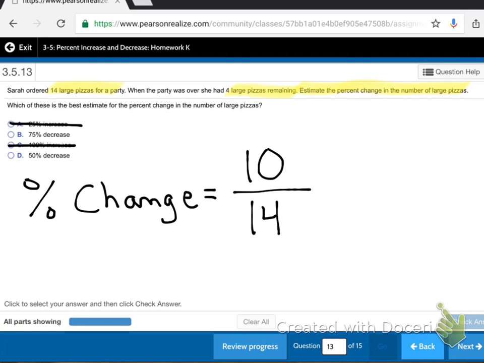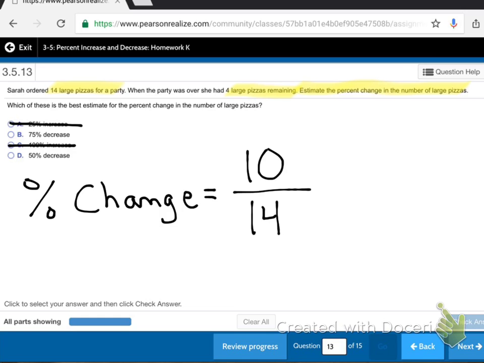All right, and now I'm going to back up a second. Let's pretend this was a test. Let's say this was all you need. You had no idea how to solve it. How could you get rid of some bad answers? Well, if you ate 6 pizzas, is that an increase or a decrease? Well, you're decreasing. So we can get rid of all answer choices that have an increase because those can't possibly be right. So I can get rid of A and C, okay, because both of those say increase. So really I'm looking at either 75% decrease or 50% decrease.